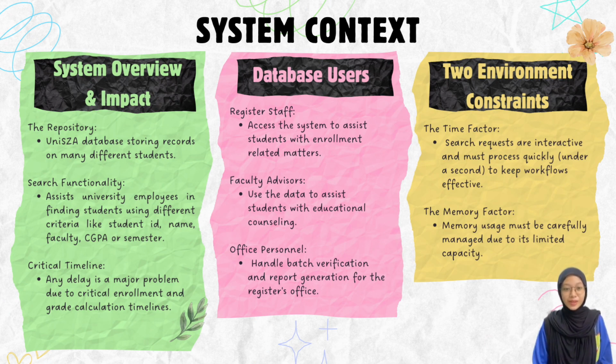For system overview and impact, the UNISZA database stores records on many different students. The system assists employees in finding students using criteria like ID, name, faculty, CGPA, or semester. Because of this, any search delay is a problem due to critical enrollment and grade calculation timelines. Looking at our database user, the system is accessed by registration staff for enrollment matters, faculty advisors for educational counseling, and office personnel for batch verification and report generation.